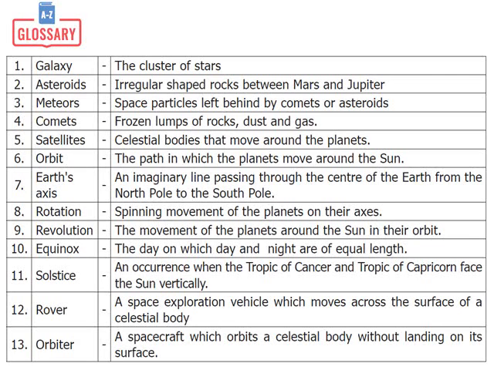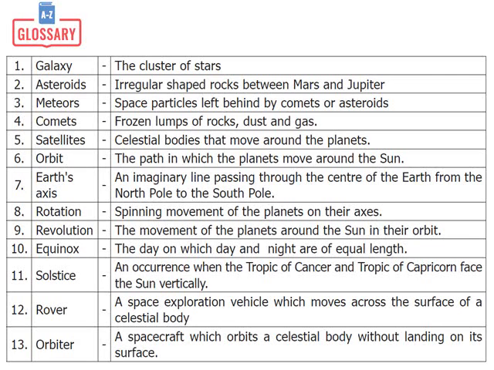Rotation. Rotation is the spinning movement of the planets on their axis. Revolution. Revolution is a movement of planets around the sun in their orbit. Equinox. Equinox is a day on which day and night are of equal length. Solstice. Solstice is an occurrence where the Tropic of Cancer and Tropic of Capricorn face the sun vertically.